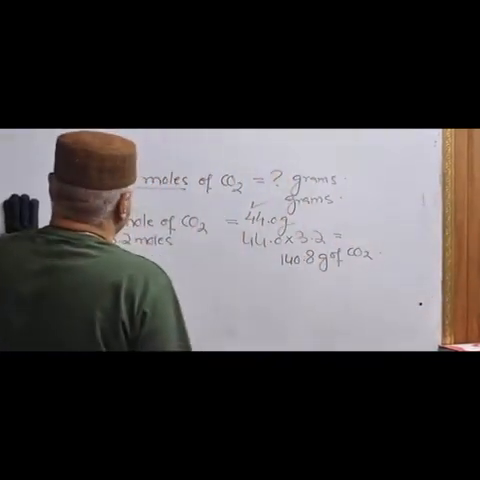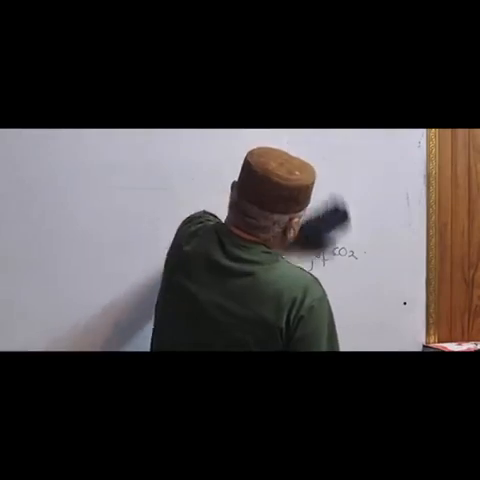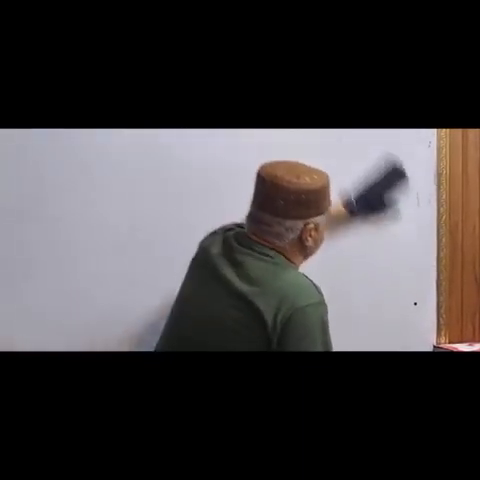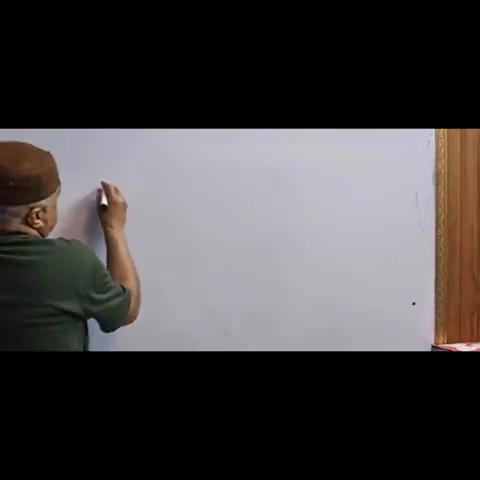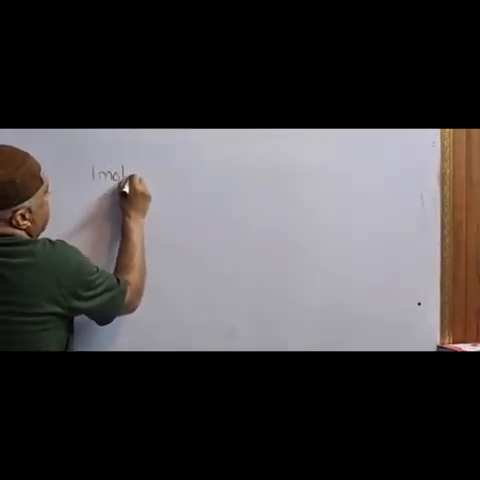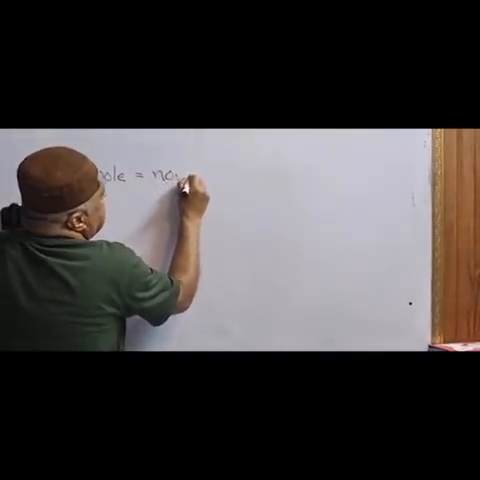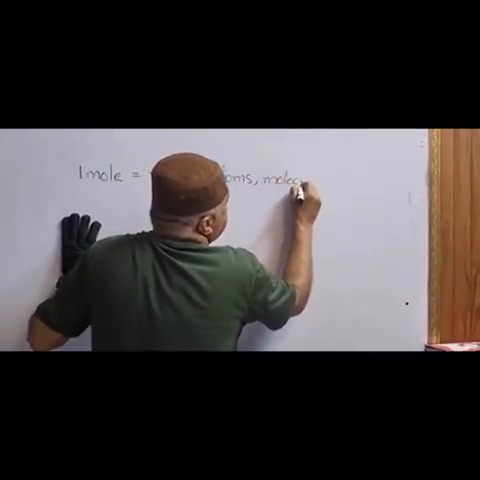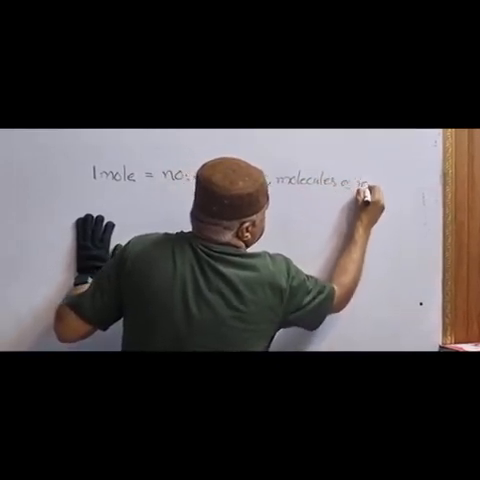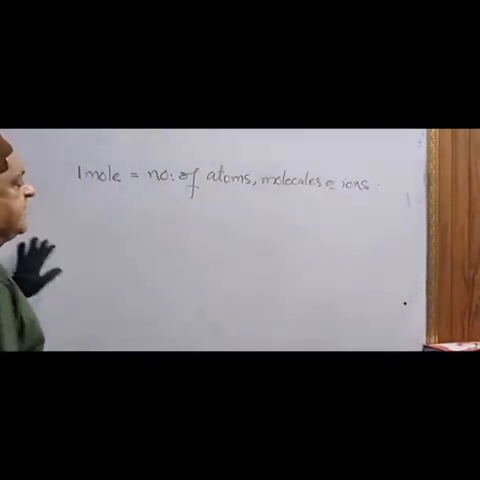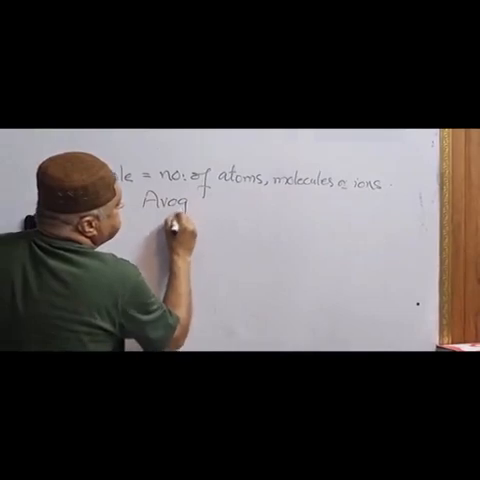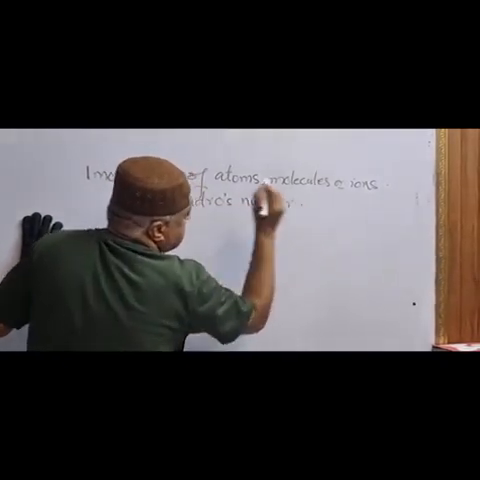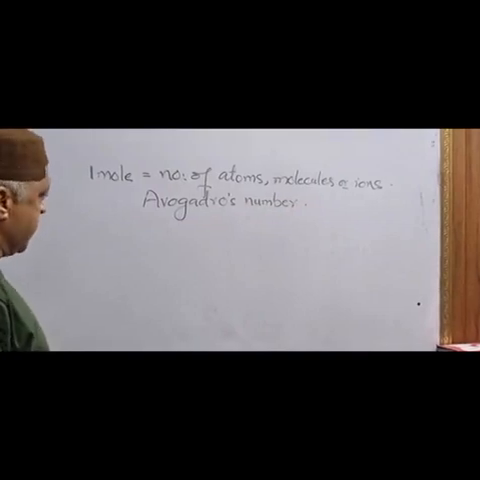In the very same way, we have a relationship of 1 mole with a number of atoms or molecules or ions. This is called Avogadro's number.